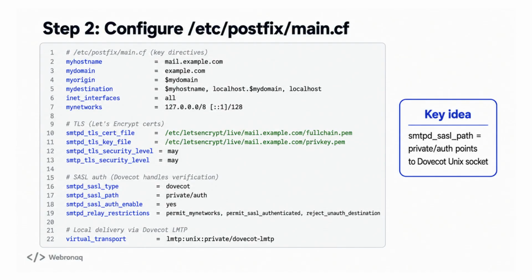We set the type to Dovecot and the path to private/auth, which is a Unix socket Dovecot exposes inside the Postfix spool directory. That socket is how Postfix asks Dovecot, is this username and password valid? Finally, virtual_transport points delivery at Dovecot's LMTP socket. Every message Postfix accepts gets handed to Dovecot this way, never stored directly by Postfix. Next we configure that Dovecot side.